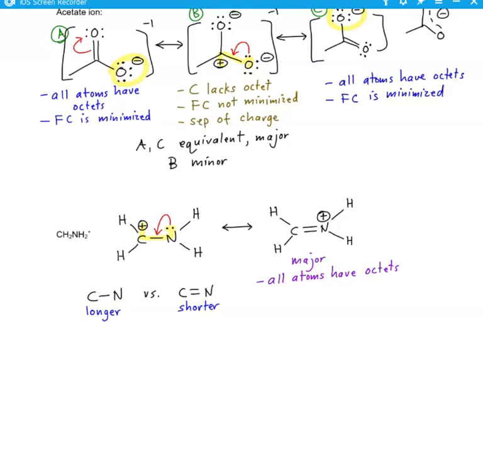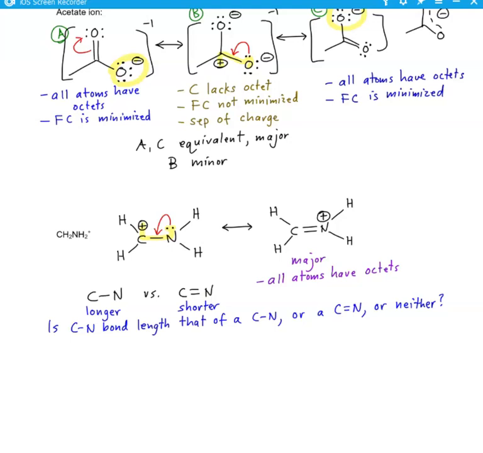And so the question that I have for you now is, what is the actual bond length? Is the CN bond length in this ion that of a single bond or a double bond, or is it neither of those things? So this is another place where drawing resonance structures gives us a little more information than we would have had we only looked at the major contributor.